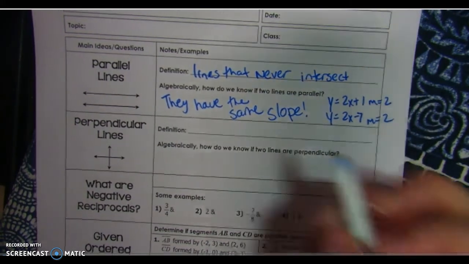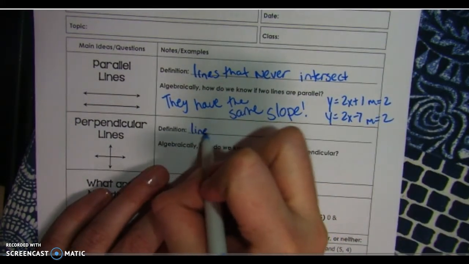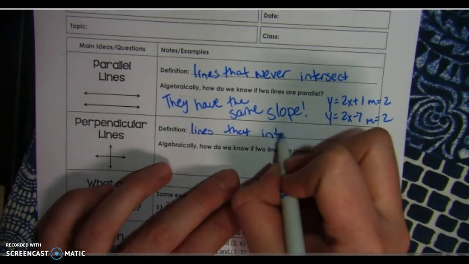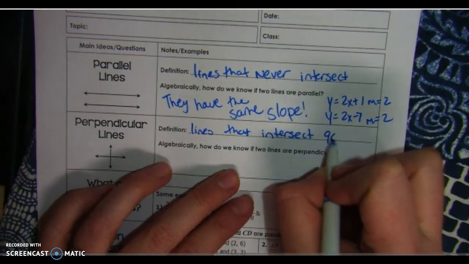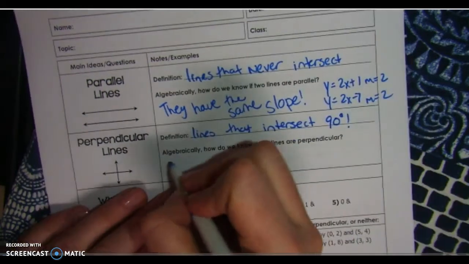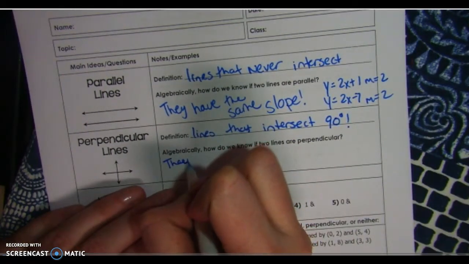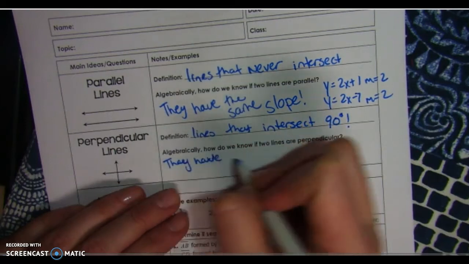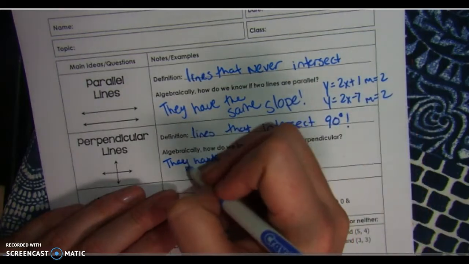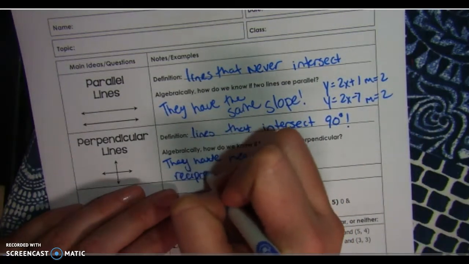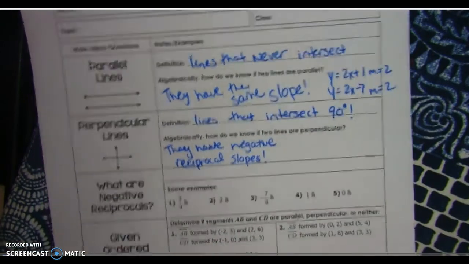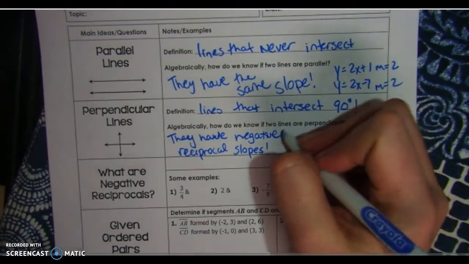Perpendicular, the definition of that, are lines that intersect but at a special angle, and that is intersect at 90 degrees. Okay? So we know that when they have negative reciprocal slopes. Perpendicular, I find, is the hardest one to remember. They have to be opposite, so you can think negative and think opposite.